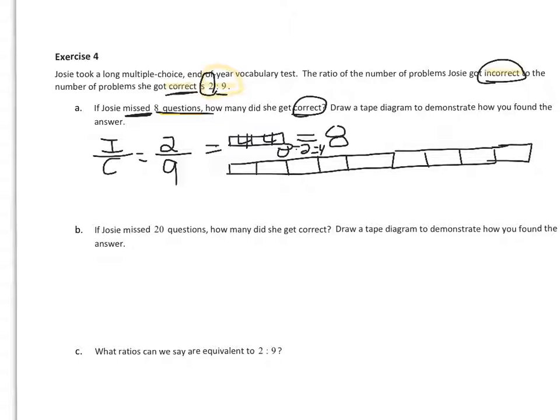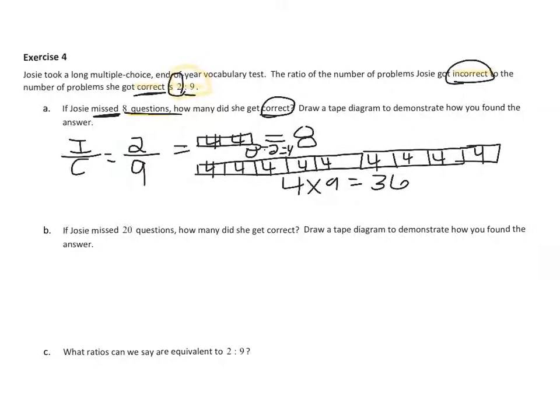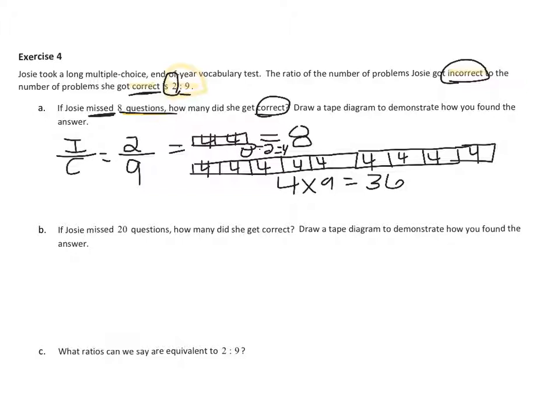So if each of those pieces is worth 4, then that means each of these are also worth 4 because they need to be equivalent. So if there are 9 of those 4s, that makes 36. So this ratio right here now is going to be 8 over 36. We can now answer the question. How many did Josie get correct? She got 36 correct. We're going to go ahead and use ratio language to describe this.